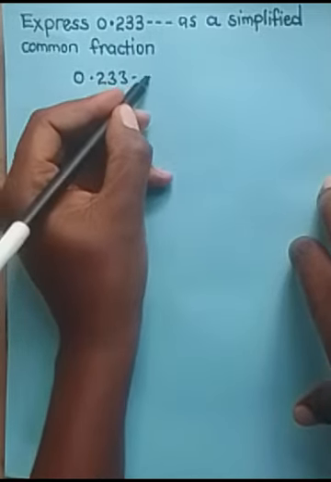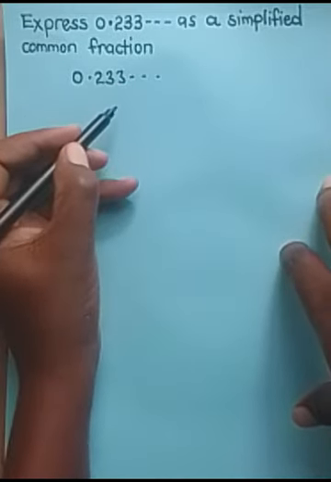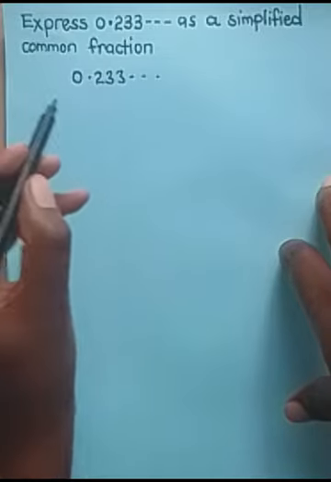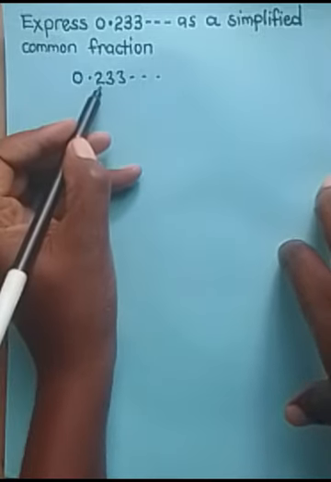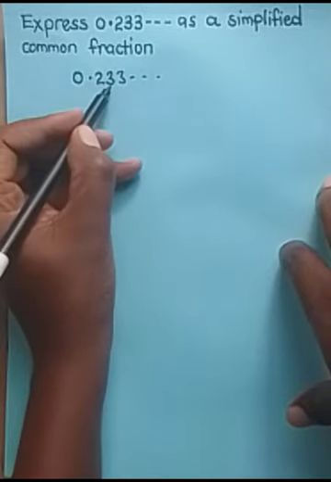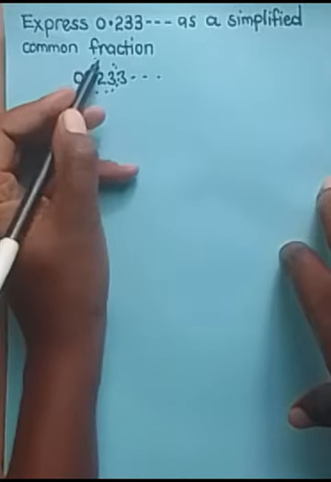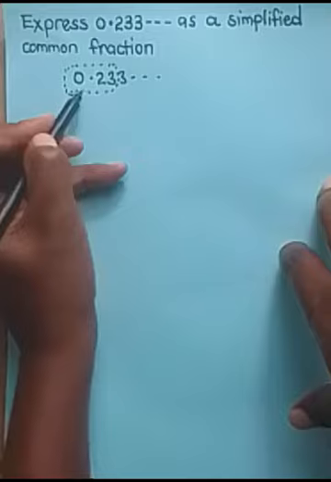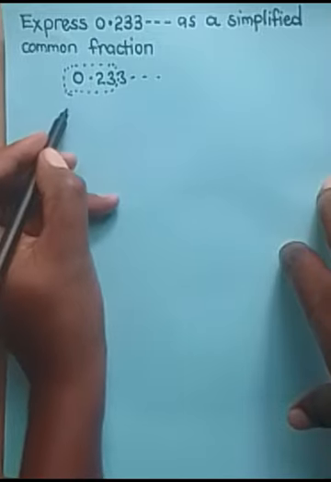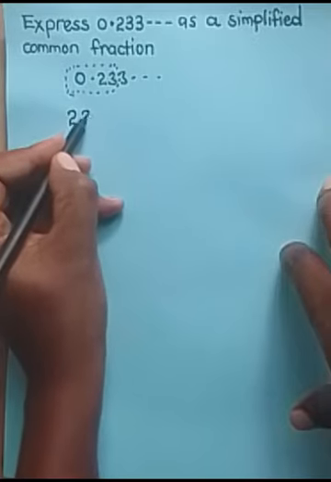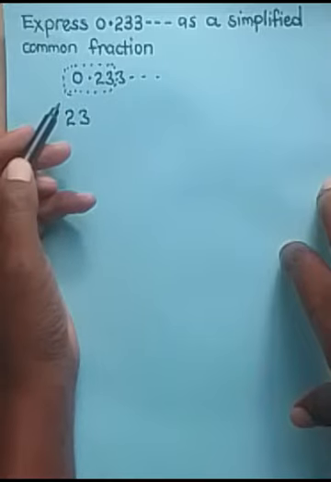Write the fraction. It is 0.233 repeated. Now, when you reach here, you have to put a ring on the numbers before it starts repeating itself. 0 is not repeating itself, 2 is not repeating itself, 3 has not yet repeated itself. So we put our ring up to this level. Having put our ring, we copy the number. Don't consider the decimal point. So the number is 23, because 023 is the same as 23.